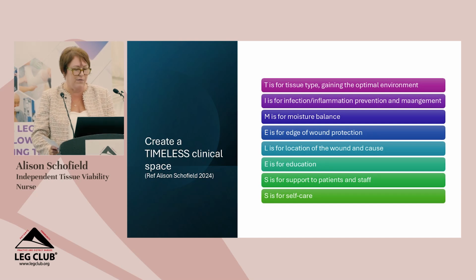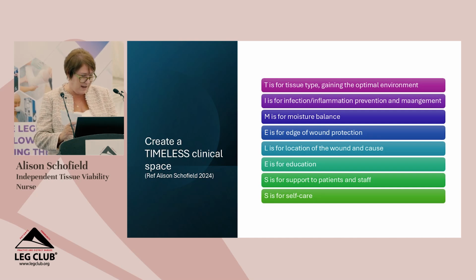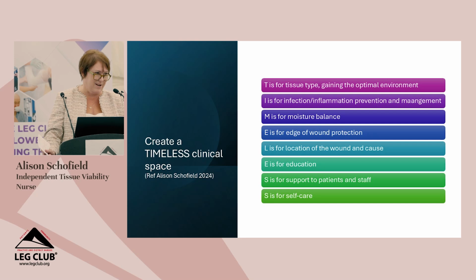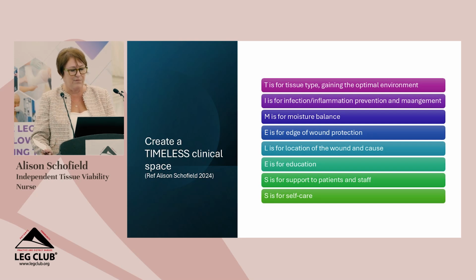So the T, as we know, is for tissue, gaining the optimal environment. The I is for managing infection, inflammation, and prevention of that too. The M is for that moisture balance that Gary was talking about, the Goldilocks syndrome. The E is for the edge of wound protection. And then I've added "LESS" at the end of TIMES.